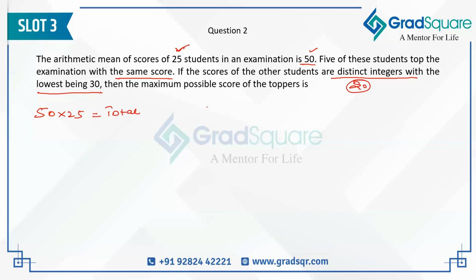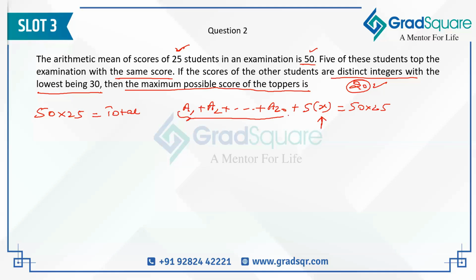Now understand, you are going to find out the scores of these 20 students. So let's say I'm taking A1 as the score of one of those, A2 as the score of another one, all the way up to A20. And there is another set of 5 students who have scored the same score. Let's say that score is X, and you add this, you are going to get 25 students. Now, what are we going to find out? We are going to find out the maximum possible score of the toppers. So if you want to maximize this, then you will have to minimize all of these scores. Give the minimum possible value to each one of these. They are distinct integers and the lowest is 30.